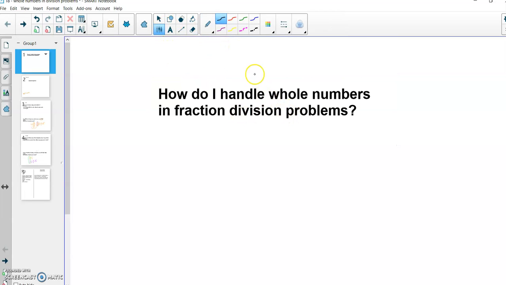So today's lesson is entitled, How Do You Handle Whole Numbers in Fraction Division Problems? So if you would, please make this the title of the next free page in your math notebook. And after you've done that, put your math notebook to the side, unpause, and just give me your total concentration. Just look, listen, think till we get to redo.